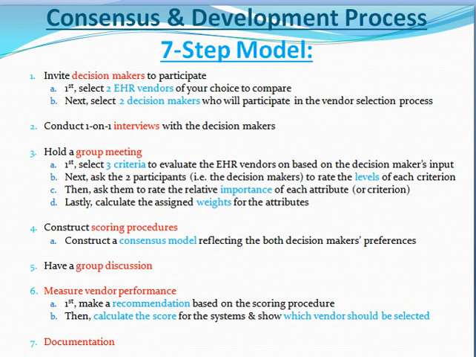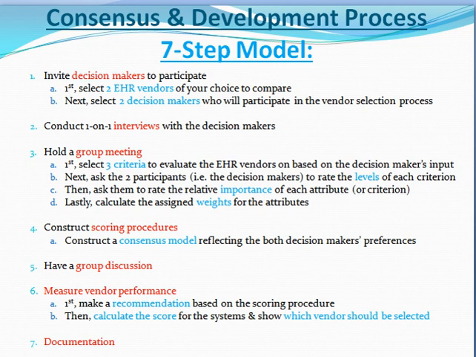This is followed by holding a group meeting where you first select 3 criteria to evaluate the EHR vendors on, based on what each decision maker said during your interview with them. Next, you ask them to rate the levels of each attribute on a scale from 0 to 100. Then you ask them to rank each attribute for each vendor by the level of importance to them. Then you calculate the assigned weights for each attribute.